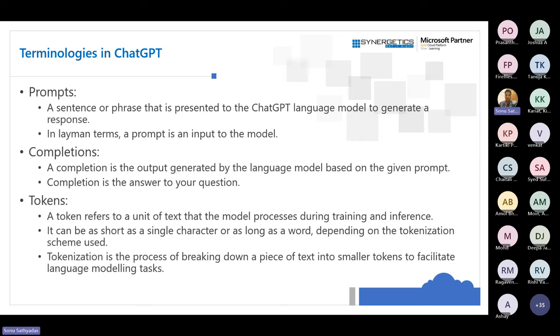Tokens is another important terminology that we use in GPT, because the amount of data which we can use in the request and response is defined by the token. The token size that can be handled by the model defines the quality and quantity of the response. A token simply means a unit of text that the model is processing. It may be a word or a group of characters, maybe 3 to 4 characters you can consider as a token, or in the case of small words, one complete word can be a token. How many tokens the model is able to handle in a single request and response defines the capability of that particular model.